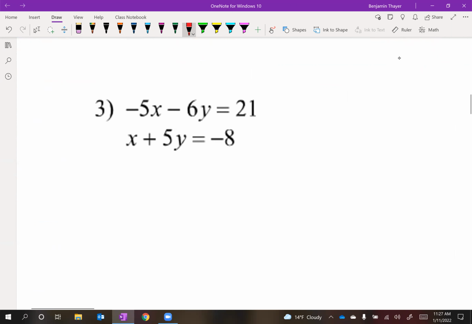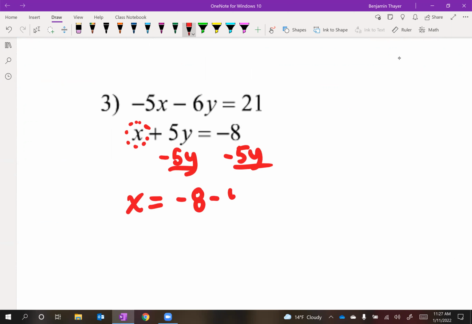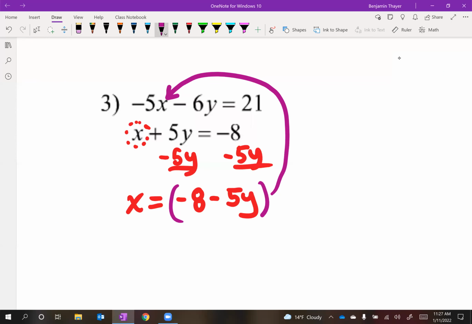In number three, you don't have a variable alone. However, x is very close to being alone. Let's get rid of the 5y on both sides. And now x equals -8 minus 5y. Take that and put it in parentheses and substitute it into that top equation. You can pause the video if you need more time for this, by the way, and then resume.